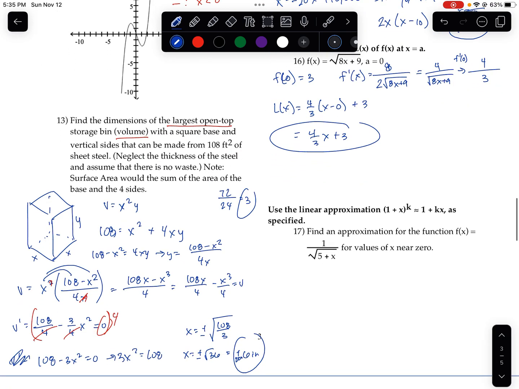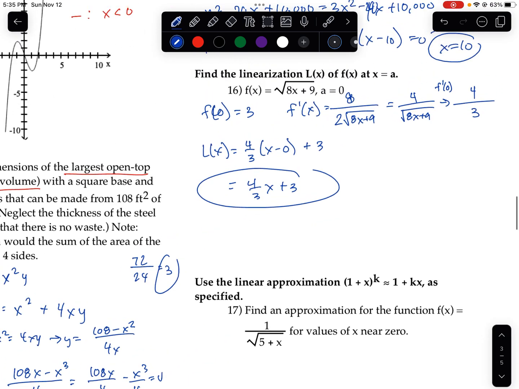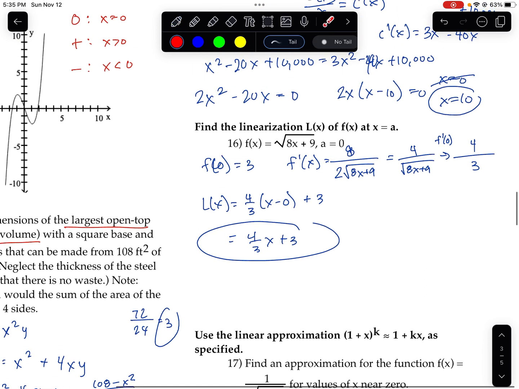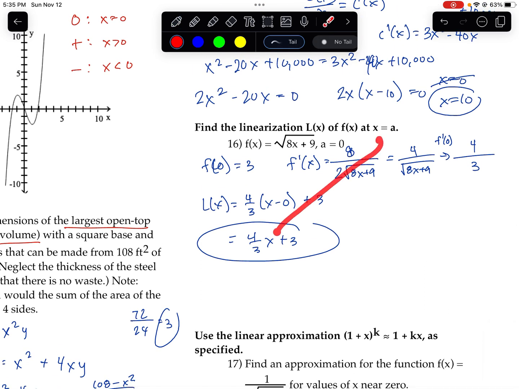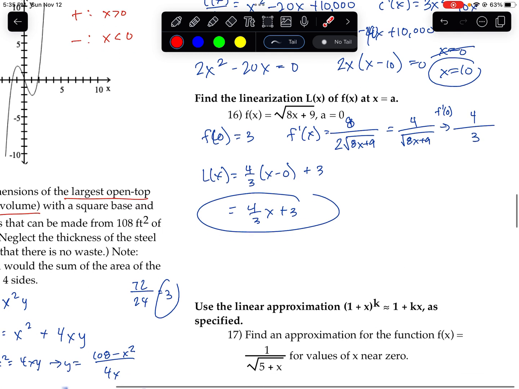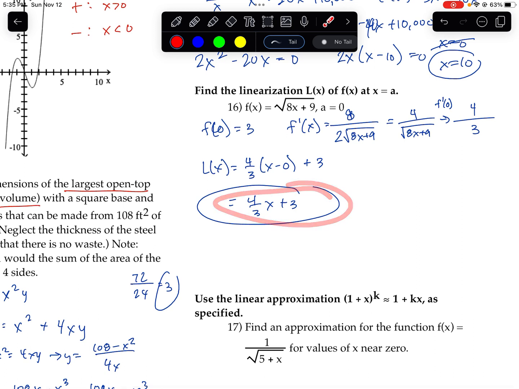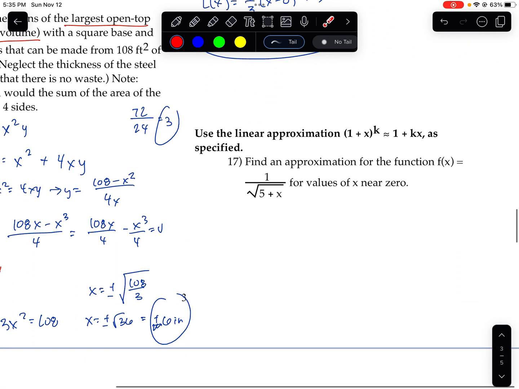Kind of wish I did a problem where you actually had to plug in a number for it. So keep a watch out for that. I'm probably going to do something like that on the test, not just finding the linearization line, but one where you actually have to use the linearization to approximate a value of the function. So keep that in mind.